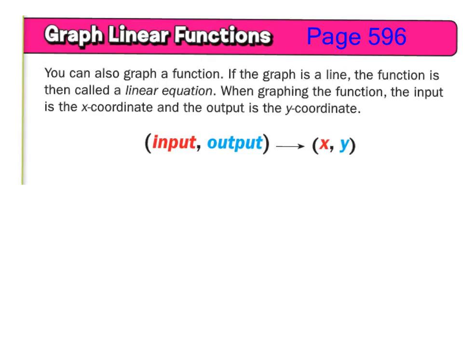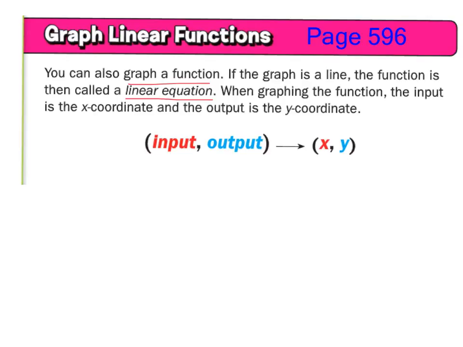Once we have found our equation, then we can also turn this into a graph. So now they would like us to graph a function. If the graph is a line, then the function is called a linear equation. And all the equations that we're going to be creating in this lesson will be true linears. So when you graph your points, you know that they should be able to be connected in one straight line. Then you know that you've done your work correctly.